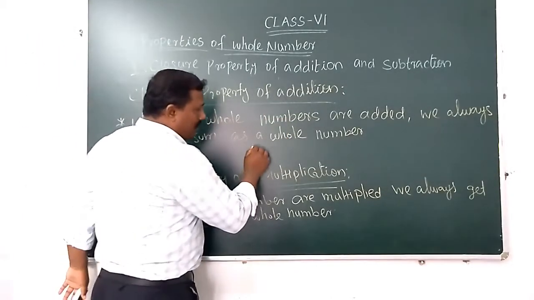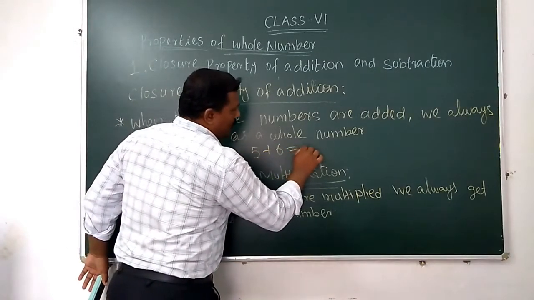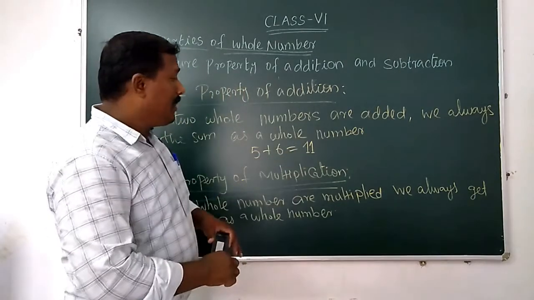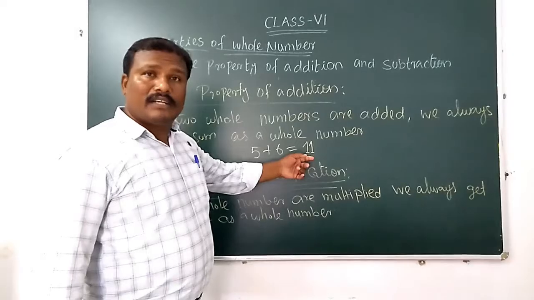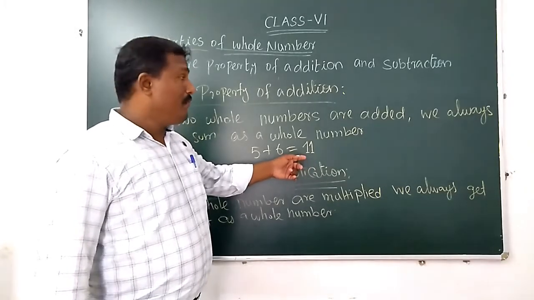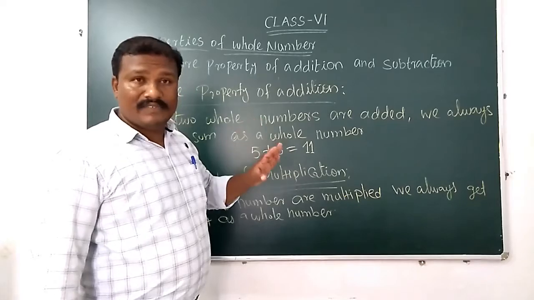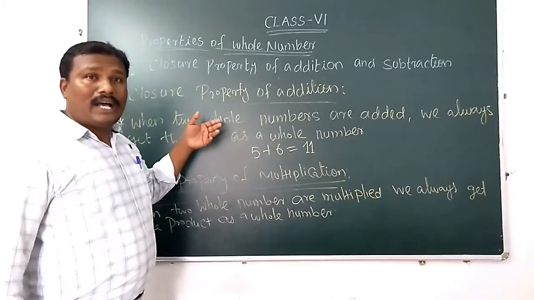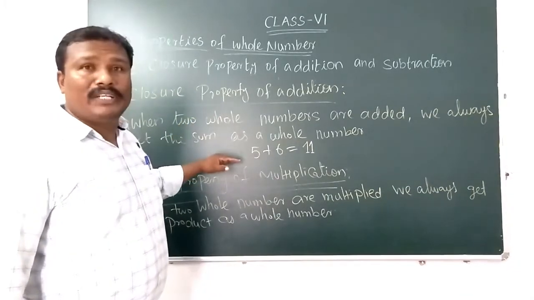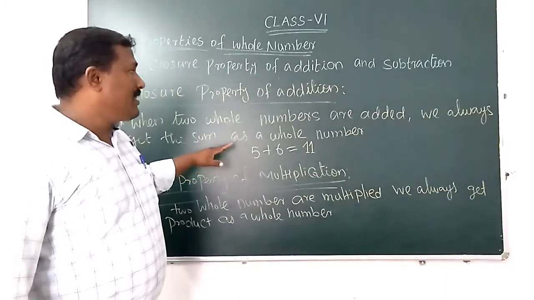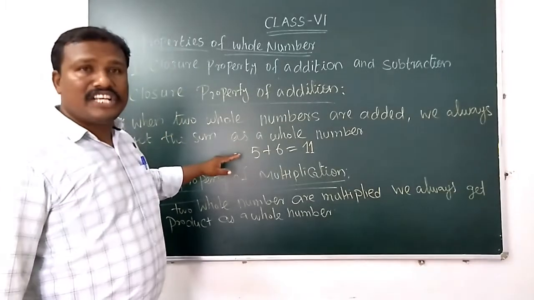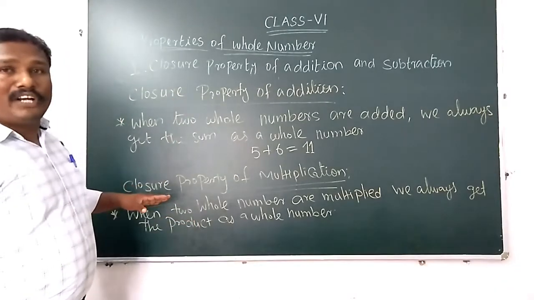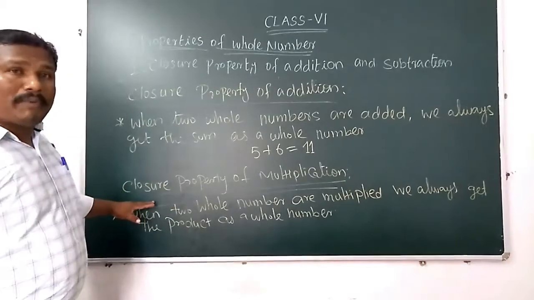Example, 5 plus 6, you will get 11. 5 is a whole number, 6 is a whole number. If you add both, the resulting sum is also a whole number. So if you add any whole numbers, the result is always a whole number. That's why the closure property is always true when we are doing addition. Let me discuss whether the closure property is supported for multiplication.